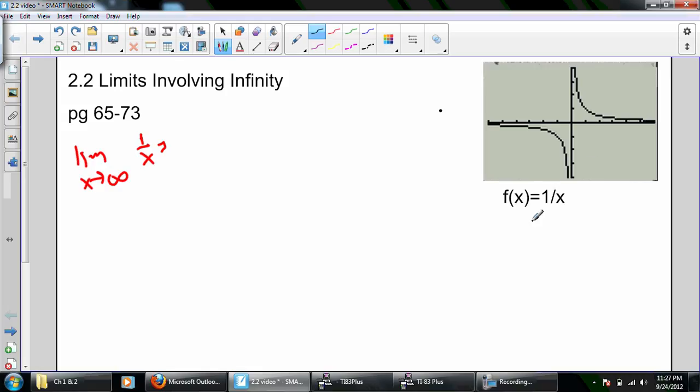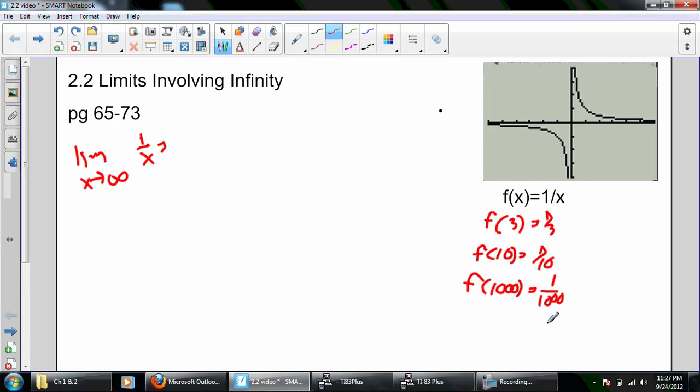Let's think about some examples. What happens as x gets bigger and bigger? If we did f of 3, we'd have 1/3. If we did f of 10, we would get 1/10. Again, we're plugging in these x values for x here. If we did f of 1,000, we get 1 over 1,000. So as x gets bigger and bigger, our fractions are getting smaller and smaller, and they're never actually going to reach 0. But they're getting very, very close to 0.